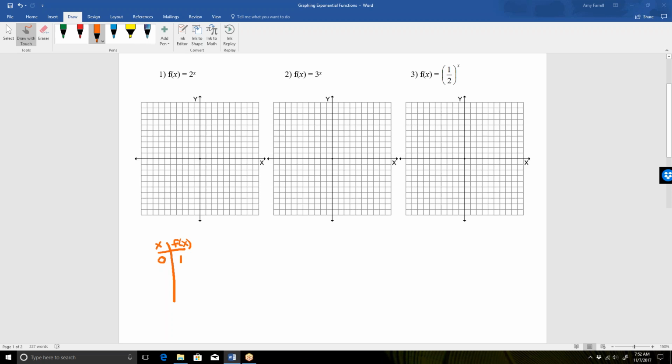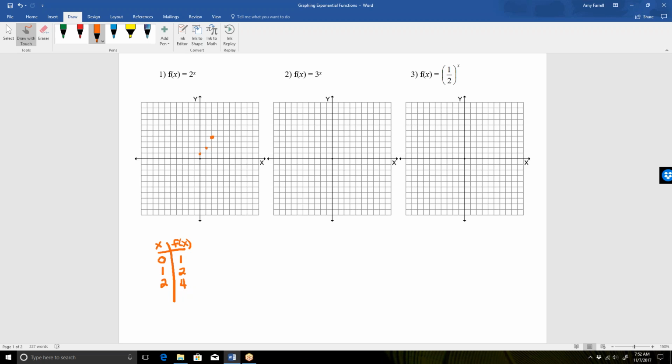So 0, 1. Maybe I'll plug in 1. And 2 to the first power is 2. Maybe I'll plug in 2. 2 to the second power is 4. Okay, let me start to plot these, and then we're going to plug in some negative values for x. We don't want to just plug in positive values. That's going to help us to see why we have an asymptote along the x-axis. So 2, 4 is here.